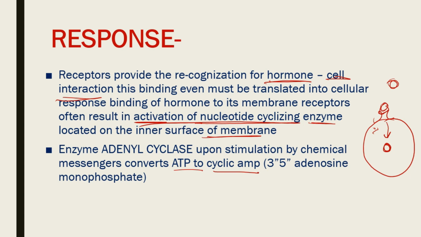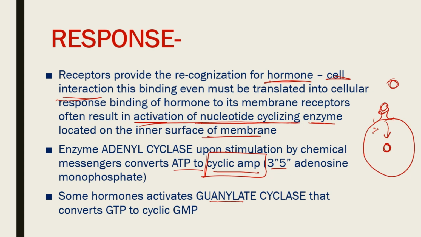So this enzyme adenyl cyclase, when it is stimulated by the action of hormone cell interaction, converts the ATP to the cyclic AMP, that is 3,5-adenosine monophosphate. And some hormones activate guanylate cyclase that converts GTP to the cyclic GMP. So we have two responses. First, the adenyl cyclase enzyme works on the ATP to convert it into cyclic AMP, and we have a second response in which the hormone activates guanylate cyclase that converts GTP to the cyclic GMP.